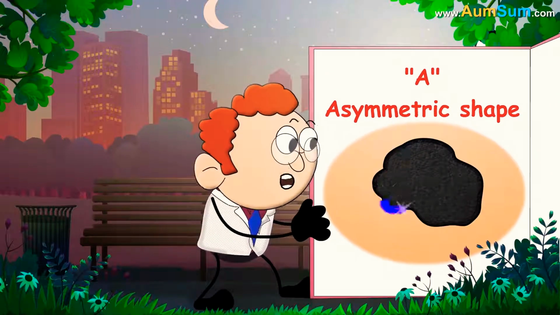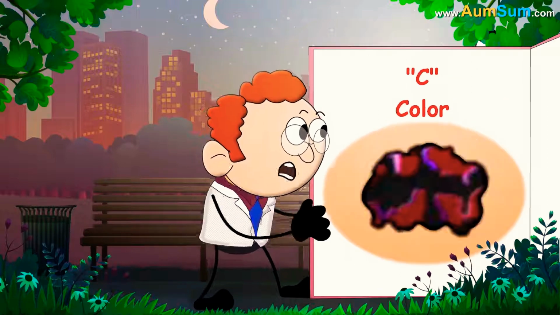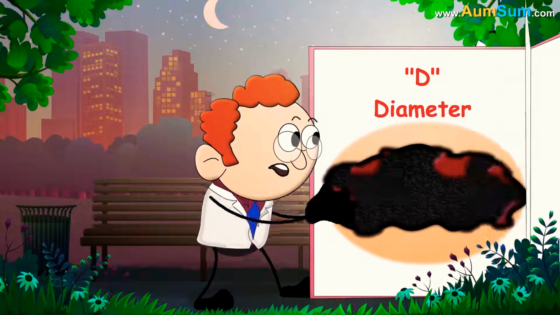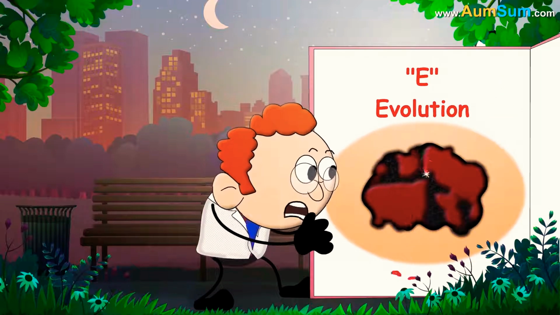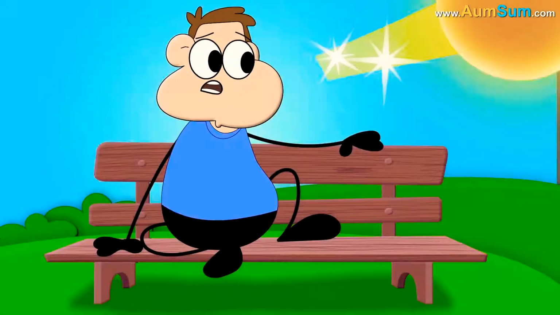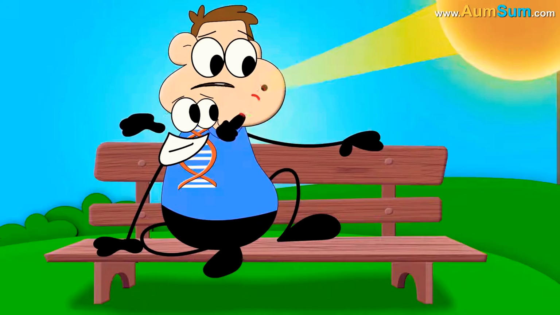A stands for asymmetric shape. B stands for border. C stands for color. D stands for diameter, and E stands for evolution. Besides this, it is believed, but there is no conclusive evidence, that excess exposure to sunlight and genetics might play a role in the formation of moles.